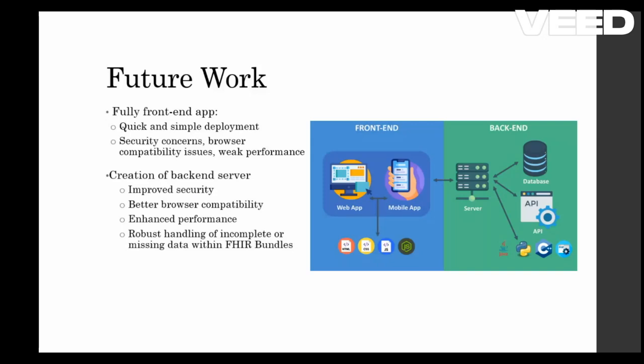And if the project were to proceed to a production environment, creating a backend server would really be key in this. This would improve the security of the app, removing that exposure of our API key and doing that call server side, as well as better browser compatibility and enhanced performance, as we could do a lot of server-side processing and scale that as the app progresses, as well as better validation. So we could handle incomplete or missing data within FHIR bundles on the server more easily.